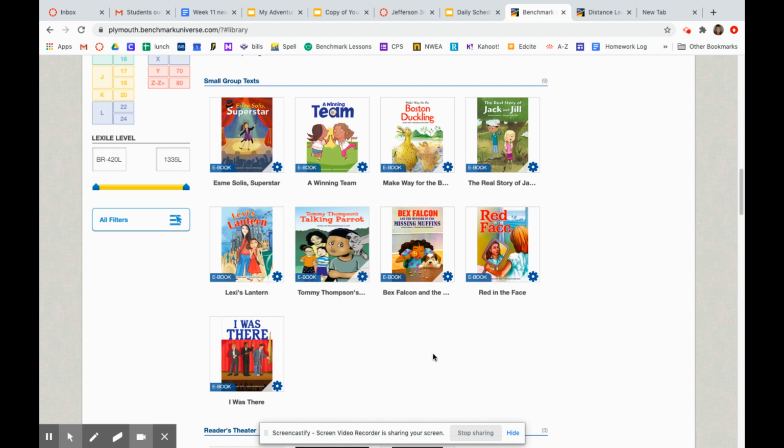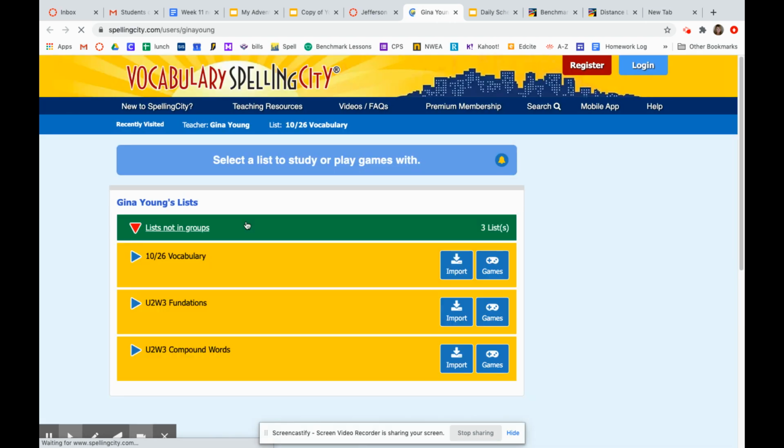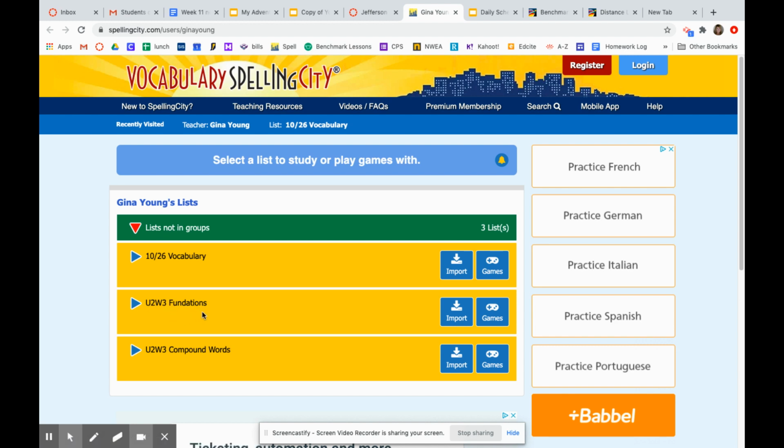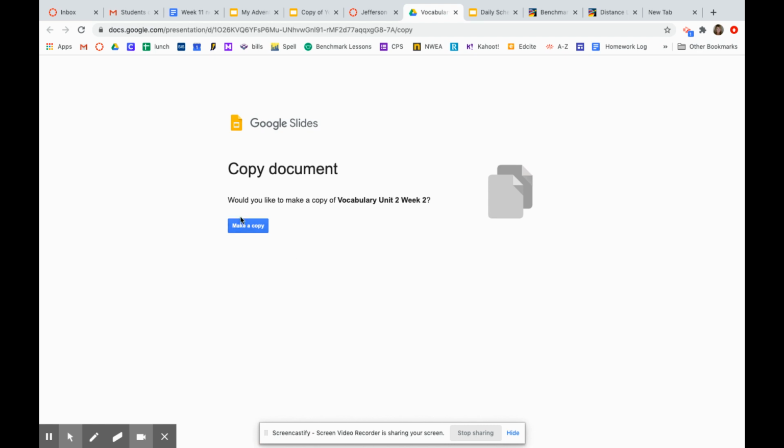And I think that's it. Yep, that'll take care of that. Hopefully, you are going into Spelling City and doing some fun practice in there. You will see that there's a list in there called Foundations. That is not for you to be working on. You have your vocab words in here, and you have your compound spelling words in here for you to be practicing. It's fun to go in and play a game on those. And your vocab slides, hopefully you started working on those. And just make a copy there.